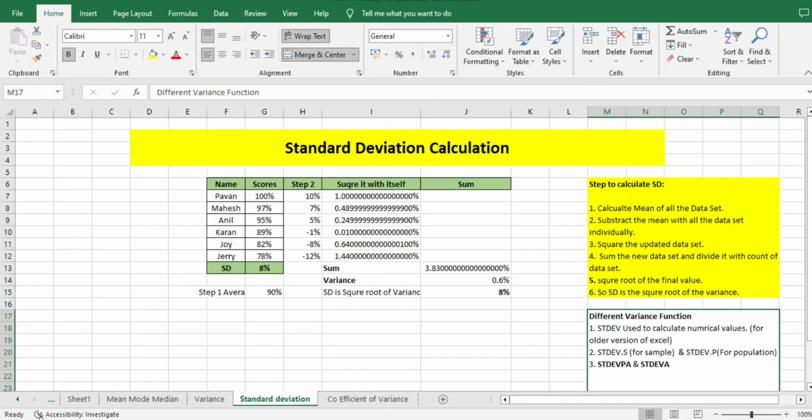In the upcoming video we will learn about coefficient of variance. If you know the formula, please share the coefficient of variance formula in our chat box. Let's see who is upgraded with all these topics.